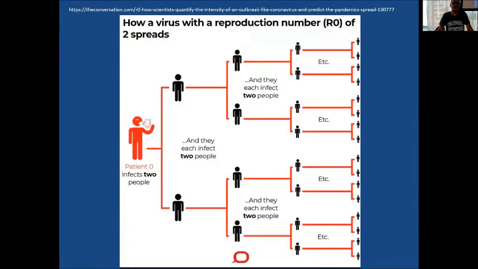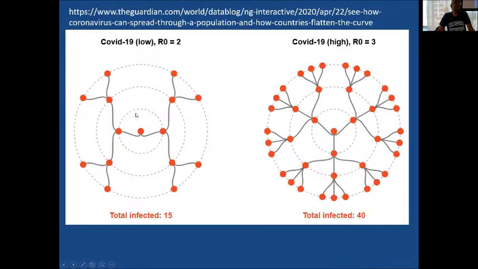But before we get into detail about our model, it's good to have some pictures. This is one way to understand what I've been talking about. You have an index patient 0 who infects 2 people, each of them infects 2 people, and so on. And that's how it just grows. That is for R naught equal to 2.